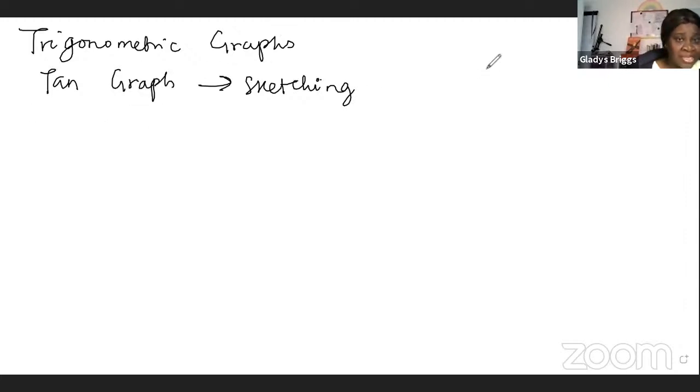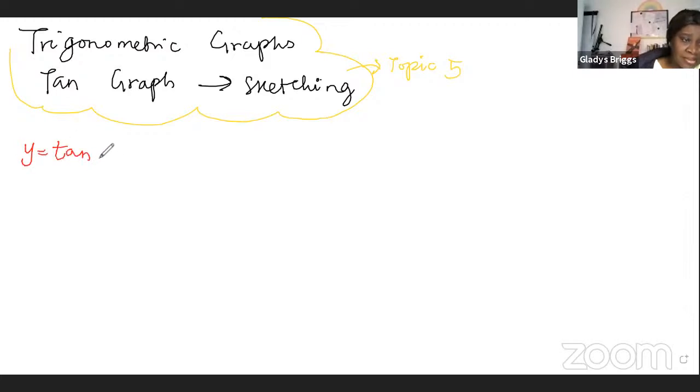So today we're going to be sketching the graph of y is equal to tan x to start off with. Let me just push these ones to the slide. This is our title. We are still on topic 5. Okay, so I've got y is equal to tan x.